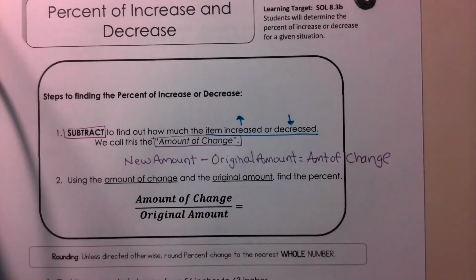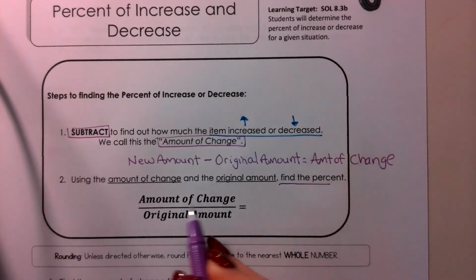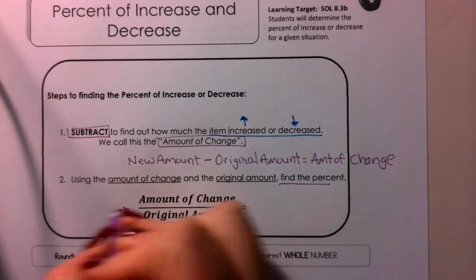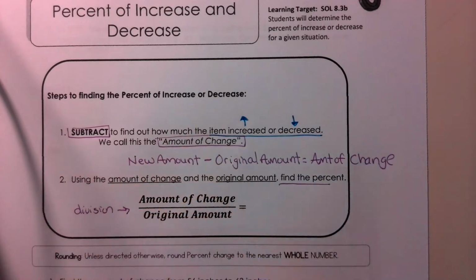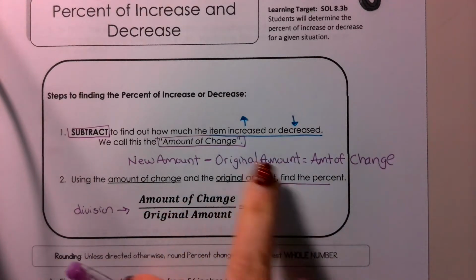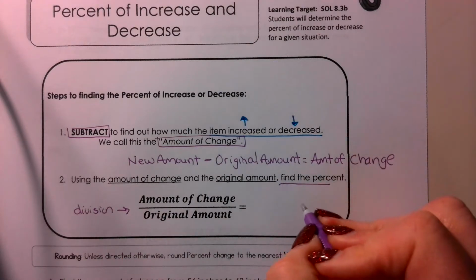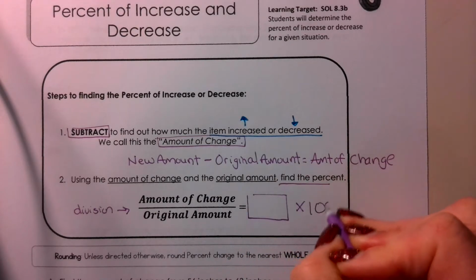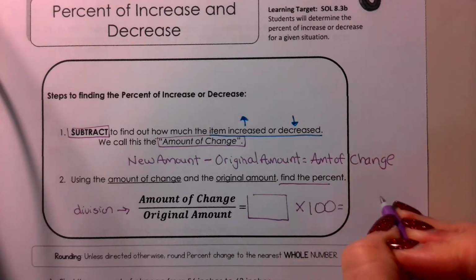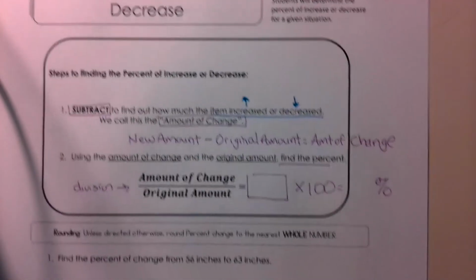Now, once we find the amount of change, we're going to find the percent. And we'll do that by dividing. This is division. Fractions are division. The amount of change, so what we calculated here, divided by the original amount. And then, of course, we're going to multiply this by 100, and we will get our percentage. So let's take a look at what that looks like.